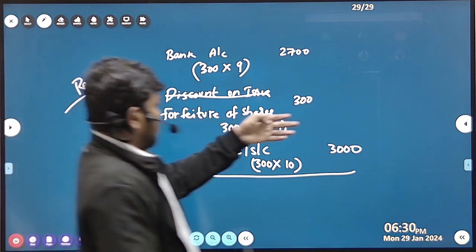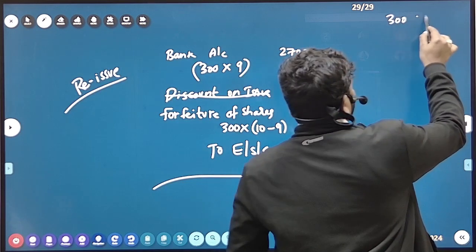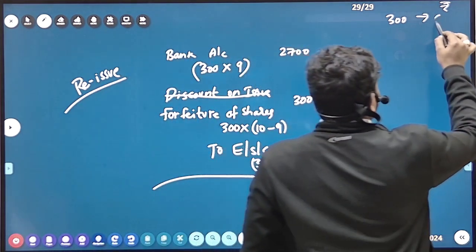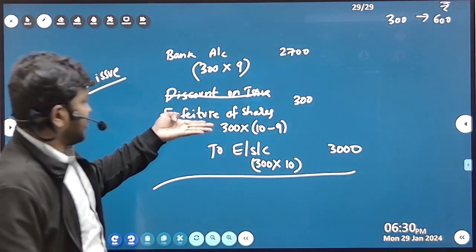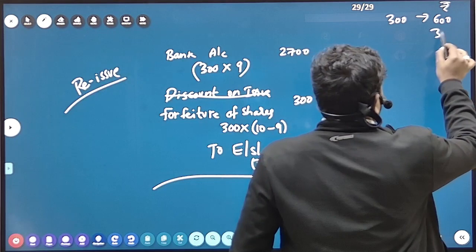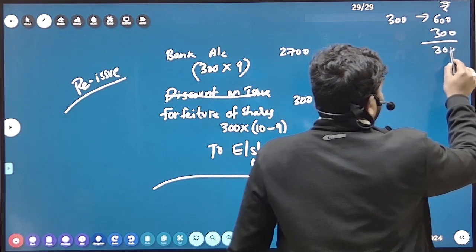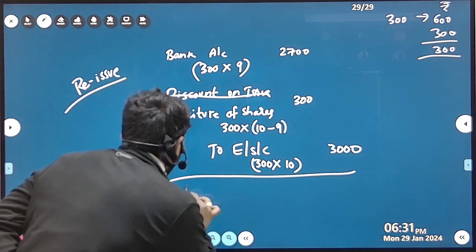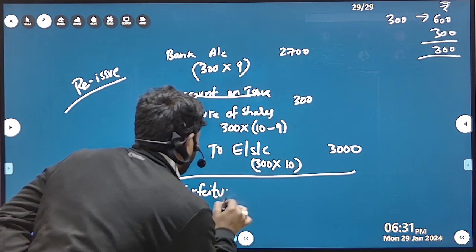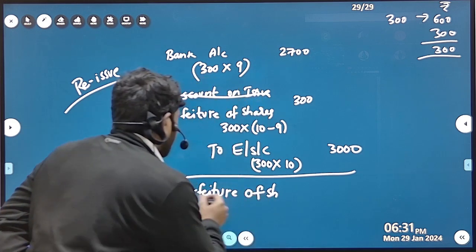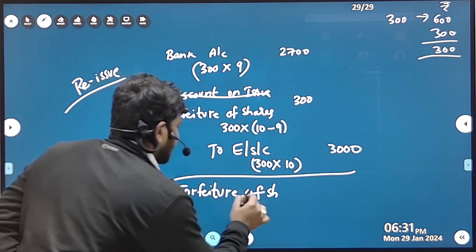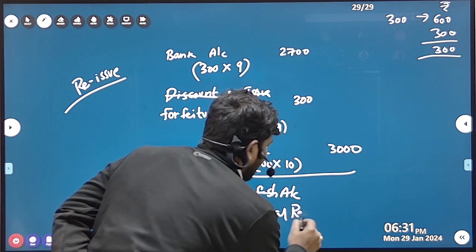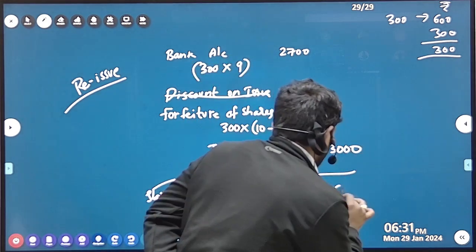Clear? Now, what was the total profit on 300 shares? 600. Very good. Now, how much was the loss here? 300. Net, how much amount is left? 300. So this is nothing but net profit. Yes or no? This net profit you have to transfer to capital reserve. Forfeiture of shares or share forfeiture account, you can use anything. Share forfeiture account debit to capital reserve. Not general reserve, capital reserve. How much is the amount? 300.